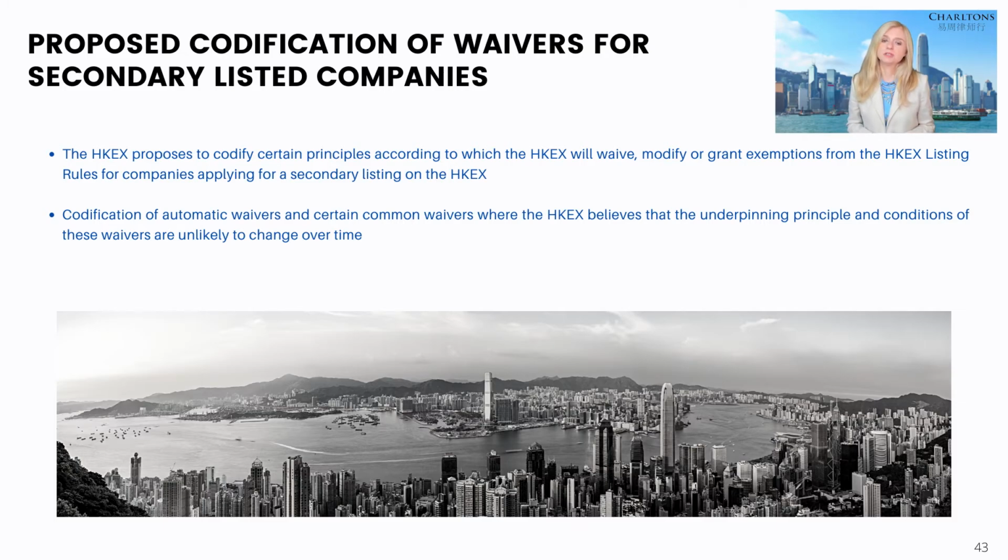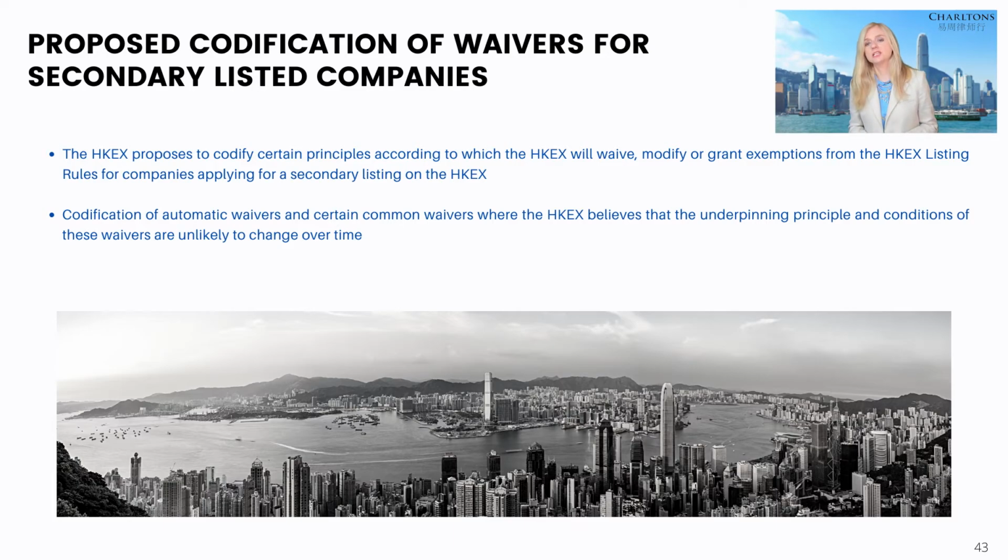The third is that a majority of the trading in the overseas company's shares doesn't take place on the exchange on a permanent basis. The fourth is that strict compliance with the listing rules would be unduly burdensome. The Hong Kong Exchange will reserve the right to revoke any specific or automatic waivers granted to a secondary listed company where any of these factors cease to apply.